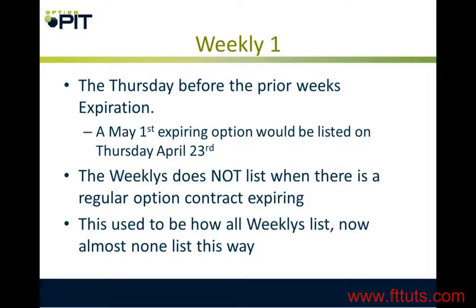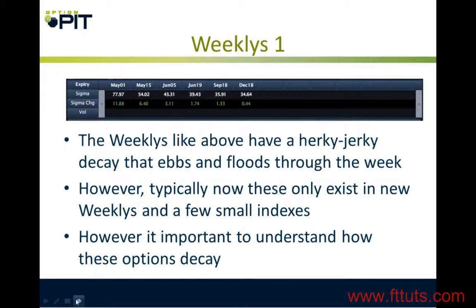All right. This used to be how all the weeklies were listed. I mean, this was for about 6 months. Every Thursday, Apple, Amazon, all these crazy stocks would list a weekly option that had 9 days to expire, essentially. But now, almost none do. The only time you'll really see the weeklies listed this way is when it's a brand new weekly option. So it's a stock that didn't have weeklies, and then they just started listing them. So a name that popped in this week was IDCC.